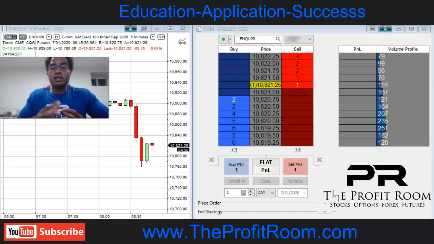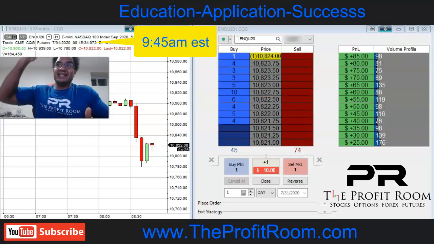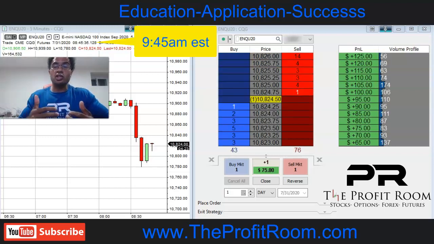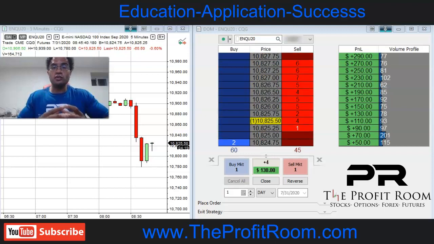You're watching a live trade of us trading NASDAQ futures. Now you notice right here that there's a lot of red bars. The market opened up and fell very fast. So what do you do? You wait for the right trade setup.